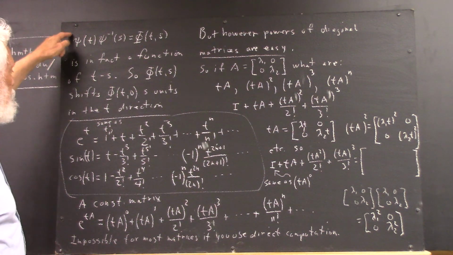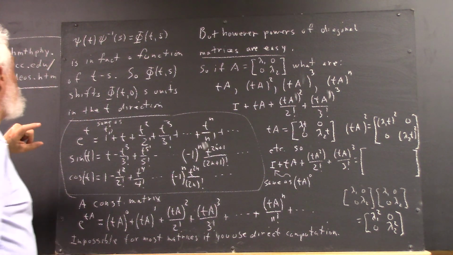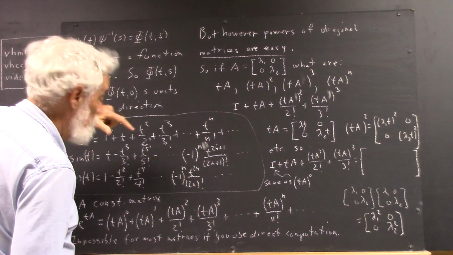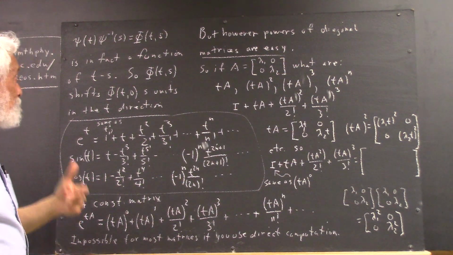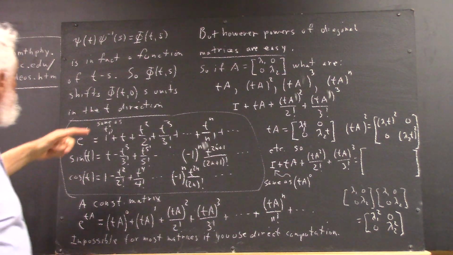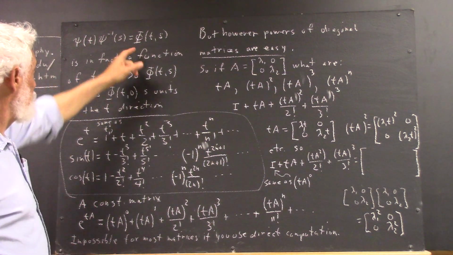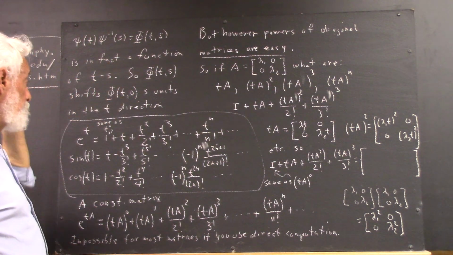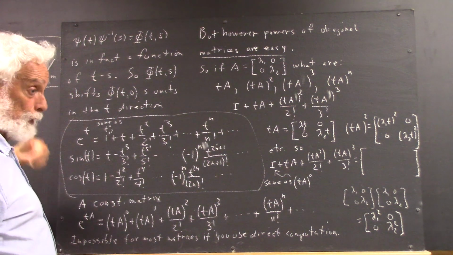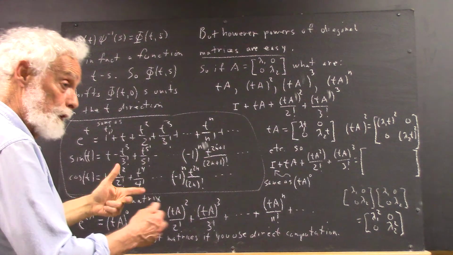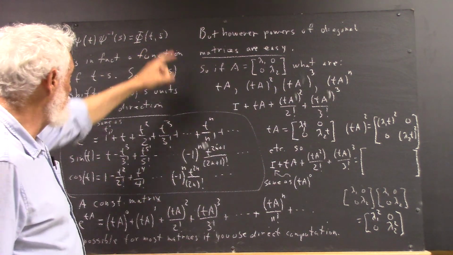But the thing I want to point out is that when you do this, and you should have done this by now, you can verify this, and if you don't get this, then there's something wrong. If you do psi of t times psi inverse of s, this is just a function of t minus s. So this could be written as phi of t minus s, a single variable. But since there's an s and a t, we write it as phi of t,s.